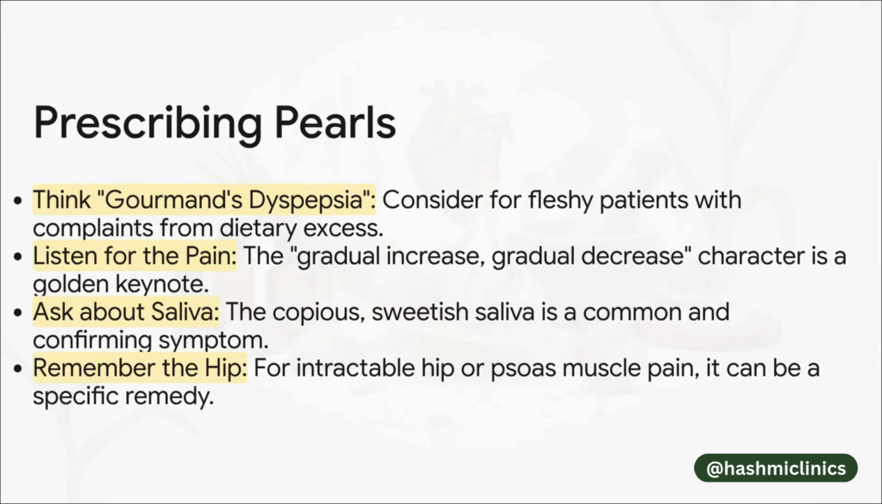To wrap it all up, just let these prescribing pearls guide you. First, think Gorman's dyspepsia whenever you see fleshy patients with complaints from dietary excess. Second, always listen for that unique pain character, the gradual increase and gradual decrease. Third, ask about the saliva. That copious Swedish saliva is such a powerful confirming symptom. And finally, remember the hip. For that intractable psoas muscle pain, it can be a highly specific and effective remedy. Keeping these keynotes in mind will really allow you to apply this incredibly useful remedy with confidence.